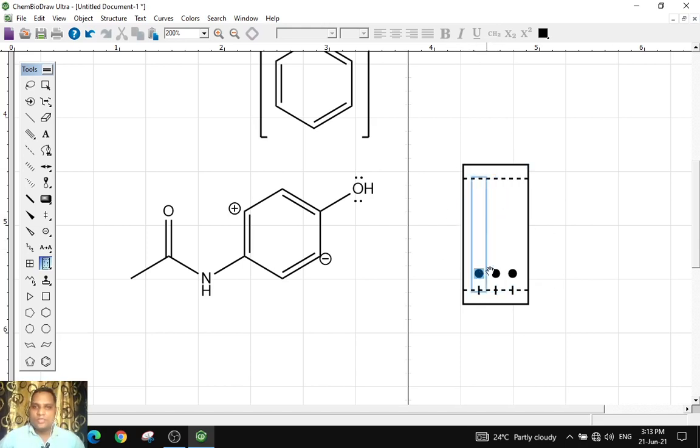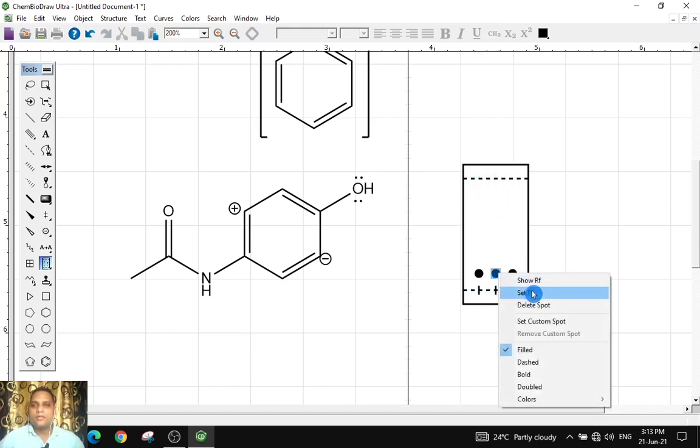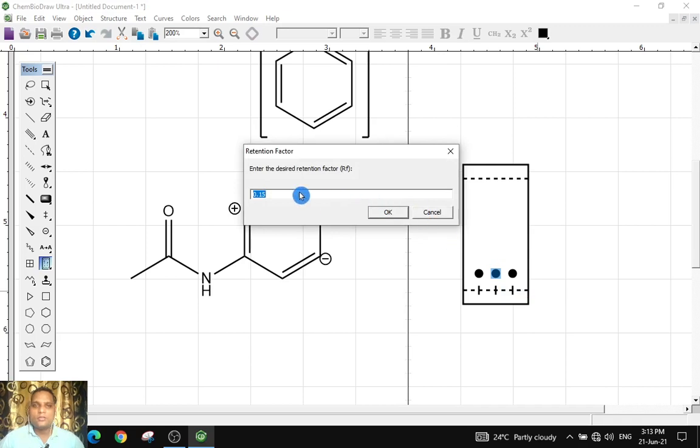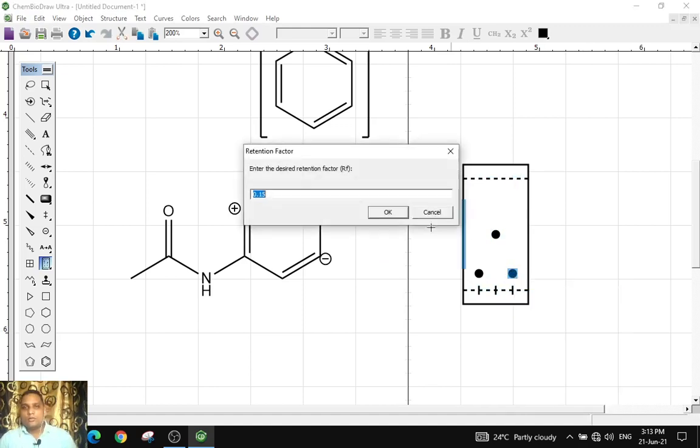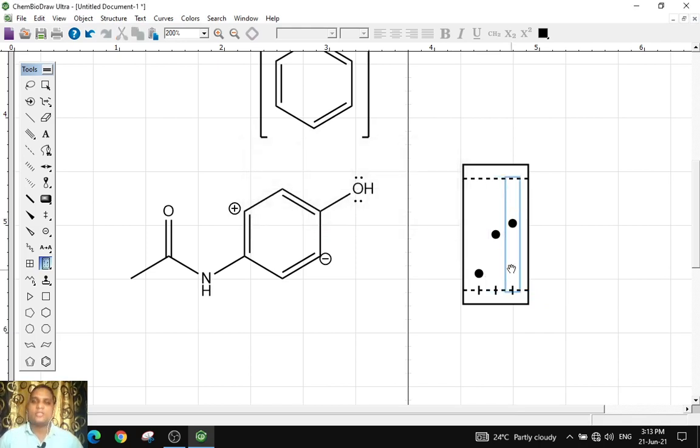By using this one, if you want to set the Rf value, you just have to right click on it and choose set Rf, and you can put a value something like 0.5. If I want this, it will appear around 0.5. You can also change to another Rf value, 0.6 for example, and it will appear around 0.6. So this is the way you can draw the TLC plate.